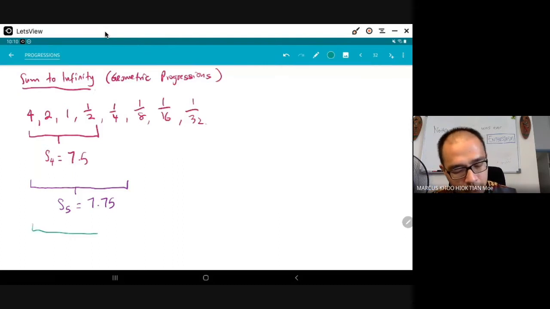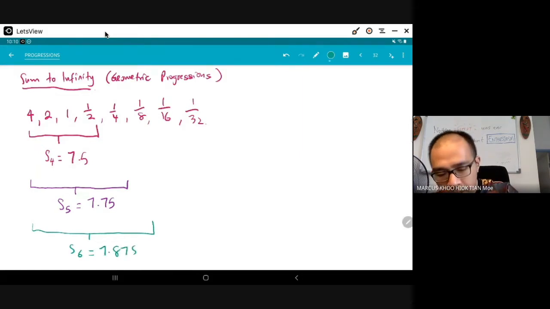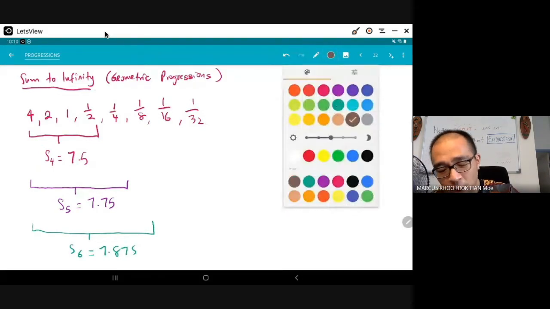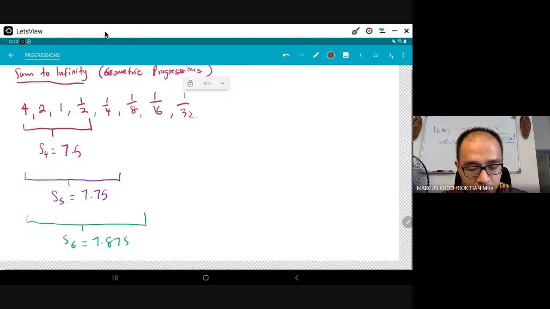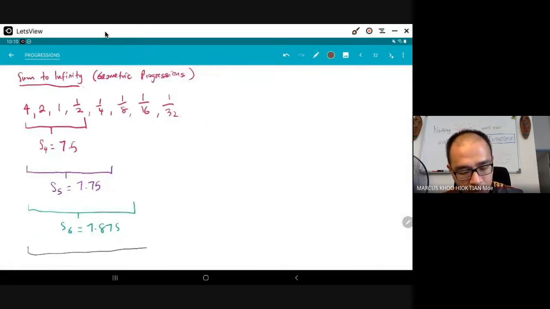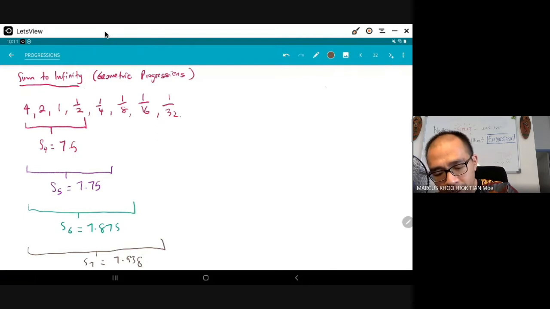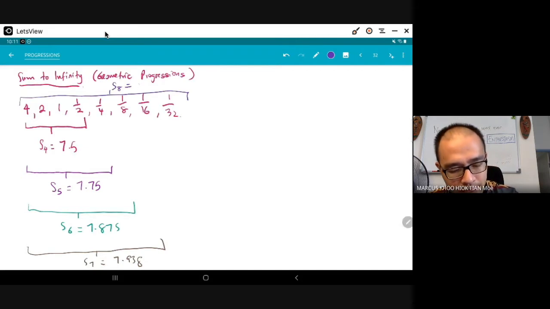Let's add another one. 4 plus 2 plus 1 plus half plus 1 over 4 plus 1 over 8, S6. 7.875. Let's continue. Very long one, this one. Now you add 1 over 16, S7. 7.938. And then after that, add another one, S8. 7.969.